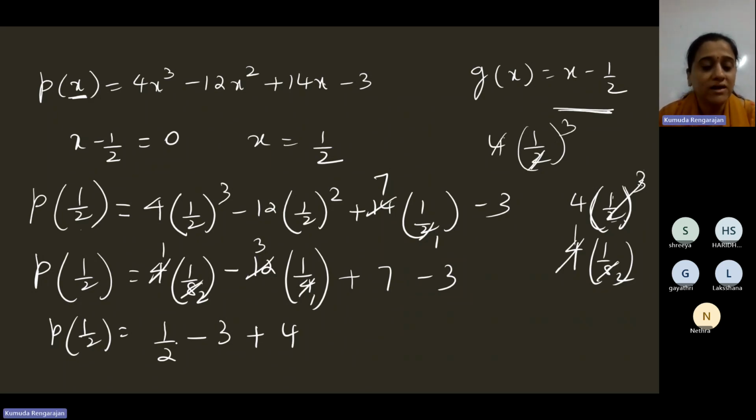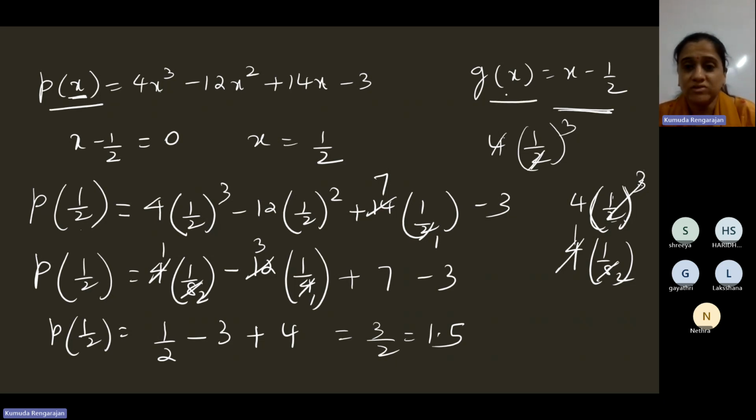And 1 plus half, 1 and a half, or 1.5. We got 1.5. Remainder we got 1.5, right? 3 by 2 or 1.5, whatever you call it, is the remainder. So we found the remainder. When you divide P of x by G of x, 1.5 is the remainder.